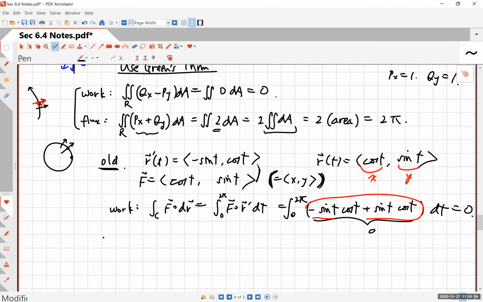Okay. On the other hand, the flux integral is different. Okay, remember what the flux integral is? It's negative q dx plus p dy, right? And so how do you calculate that? This will be something like this. You can take negative q, p as a new vector, and then dx, dy is going to be r prime.